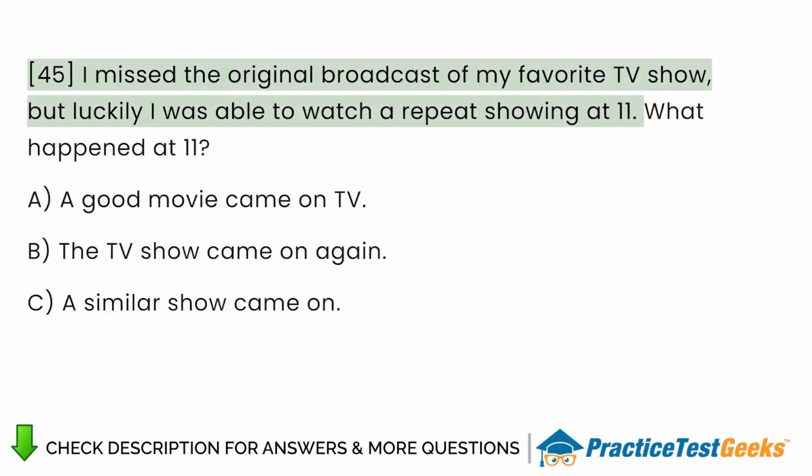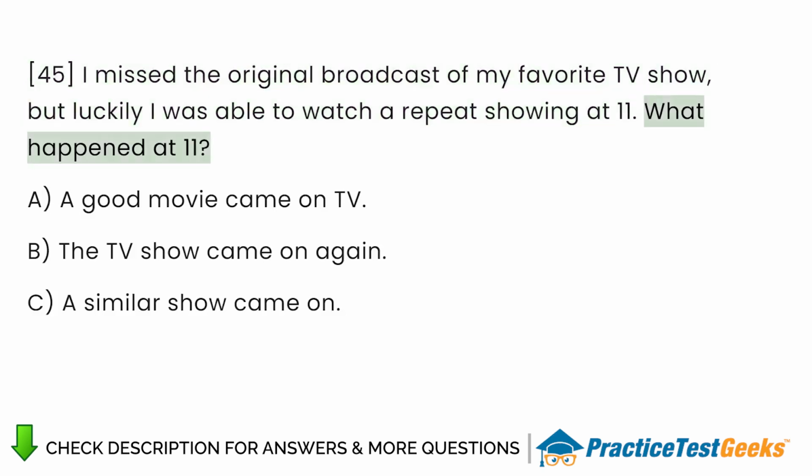I missed the original broadcast of my favorite TV show, but luckily I was able to watch a repeat showing at 11. What happened at 11? A. A good movie came on TV. B. The TV show came on again. C. A similar show came on.